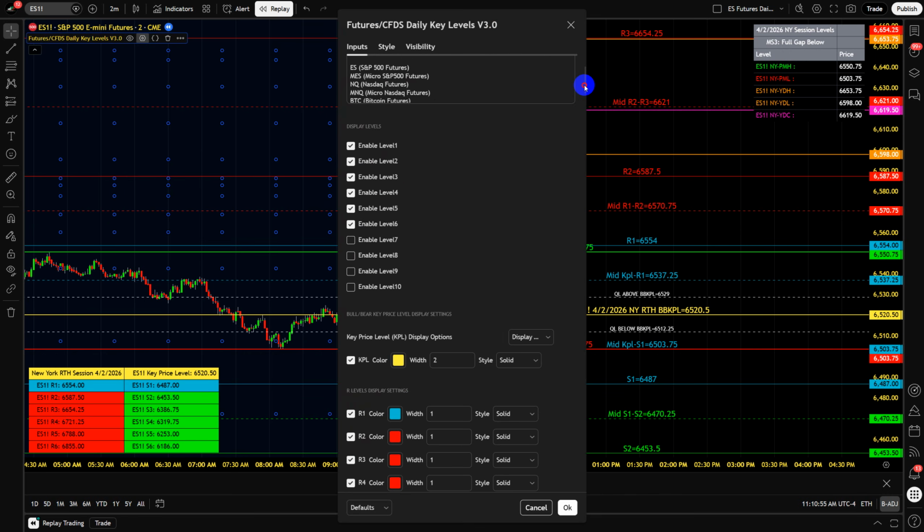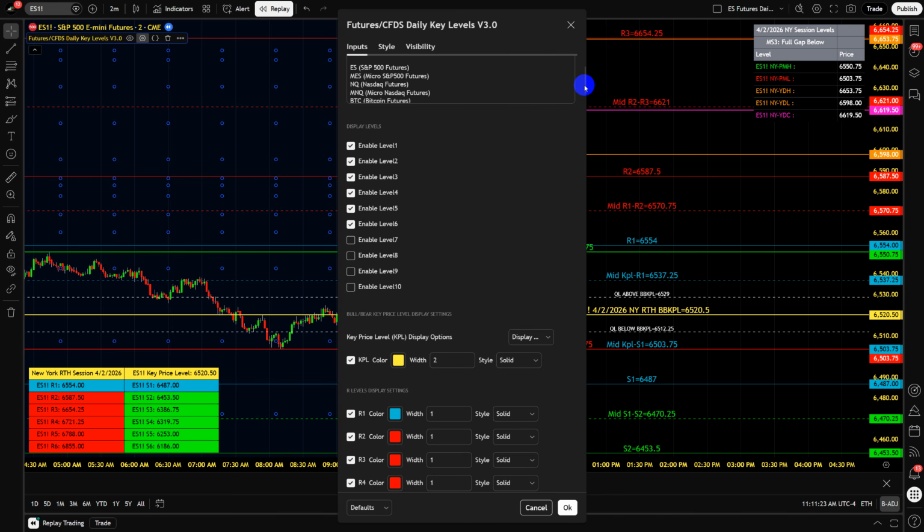Okay, so for some of you who may already have the V1.0 version of this indicator, the prior version, we had 3 different sessions that you could get levels for. You had the Asia overnight, you had the London session, and the New York session. In the new V3.0 version, there is only going to be the New York RTH session.